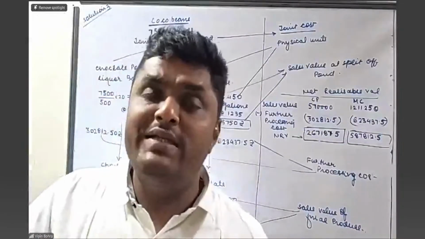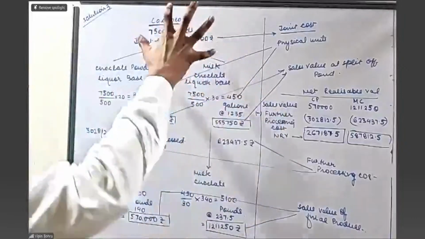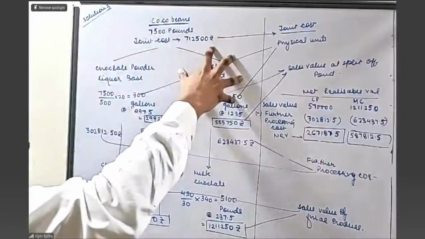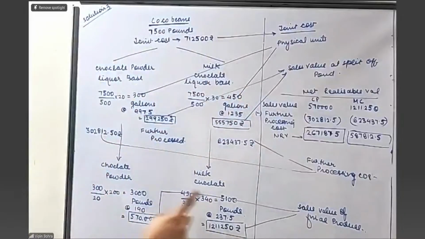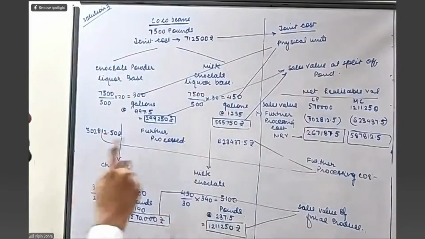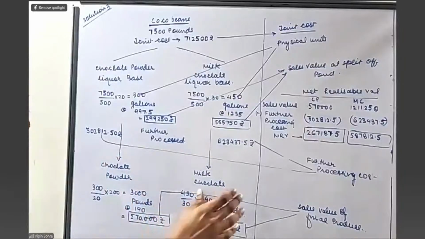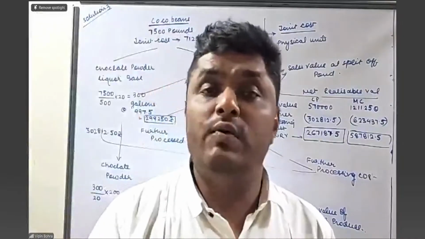I request you guys to copy this explanation, this presentation, wherein the first part is my joint cost, the intermediate product, the value of the intermediate product. If they are further processed into final product, then the further processing cost, the final product, the quantity, and the value of the final product. So this is the way you have to approach the question in exams.